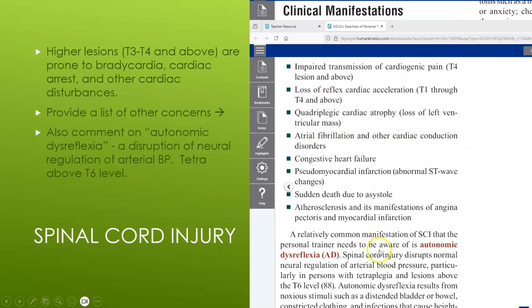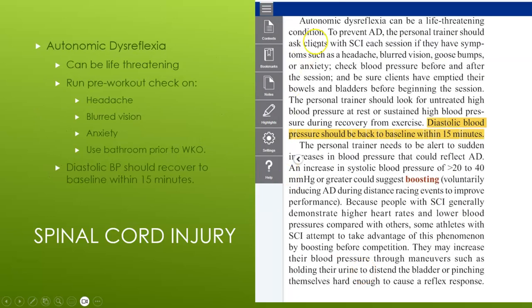Normal. Sorry, go back one. Normal neural regulation of the arterial blood pressure, particularly in persons with tetraplegia and lesions above T6 level, which we already know. So autonomic dysreflexia, AD, can be life-threatening. You need to actually communicate with your clients on the front end and run a little check. Do you have a headache, blurred vision, any kind of anxiety? And the book notes that, for incontinence purposes, you'd like to have your clients use the washroom before they come in and work with you, which makes sense.